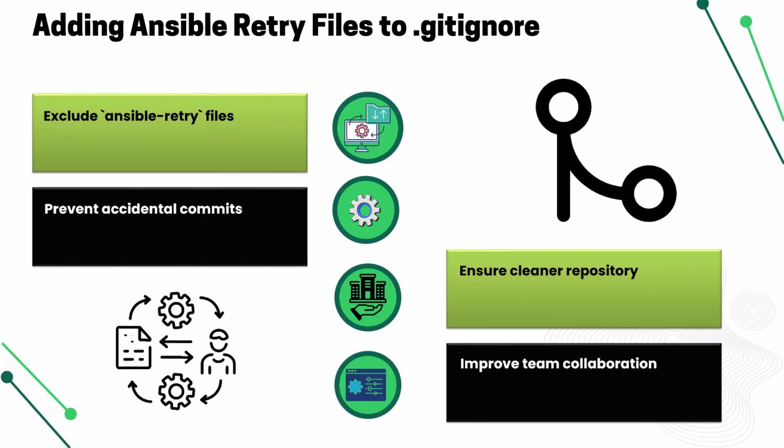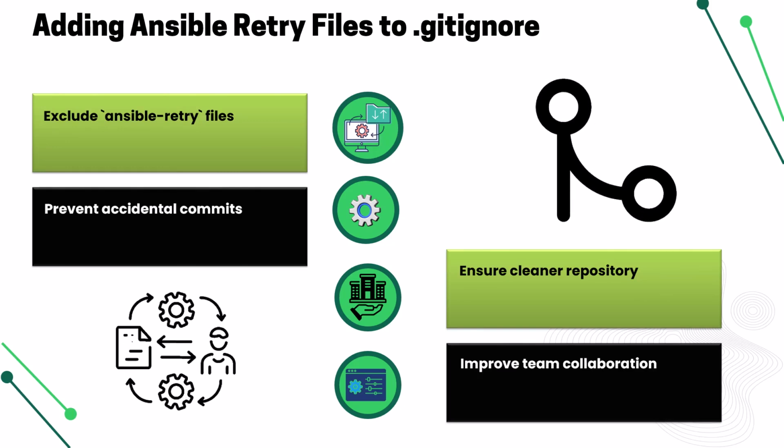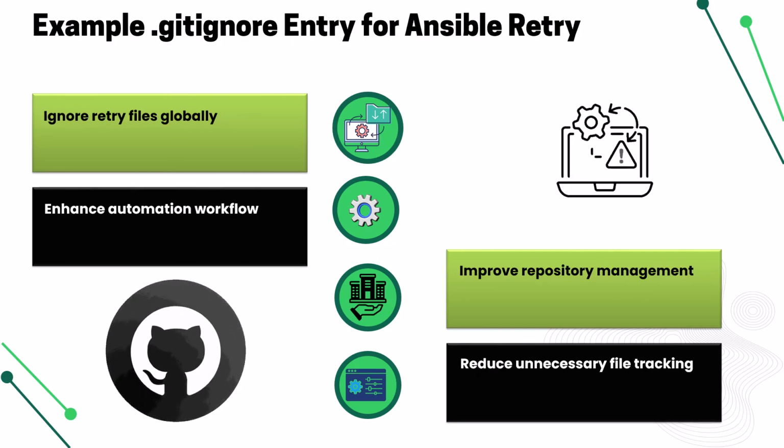Want a cleaner repo? Add Ansible Retry to your Gitignore. This ensures these files don't clutter your commits, leading to a tidier history and smoother teamwork. Think of it as sweeping the mess under the rug, except here, it's totally the right thing to do. A simple Gitignore entry can keep retry files out of your repo forever. Just add *retry and voila, no more messy commits. It's like adding no junk mail to your mailbox and actually making it work.